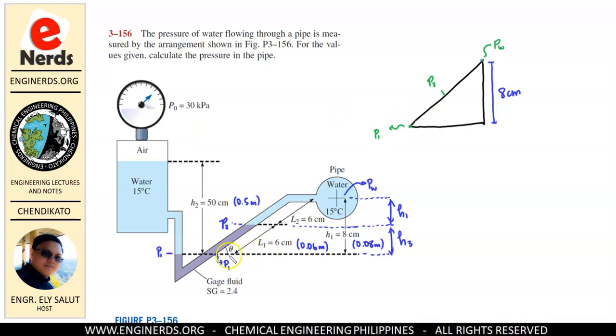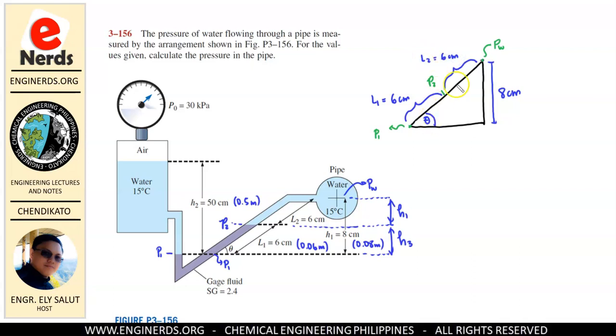Now, we don't know the angle. We are just given with angle theta. So, this will be angle theta. But, we know the length from P1 to P2. Okay, we know the inclined length. So, this one is known, which is L1. So, L1 is equal to 6 centimeter. And also, from this point, which is P2, going to PW, is also given L2, which is 6 centimeter also. So, L2 is equal to 6 centimeter.